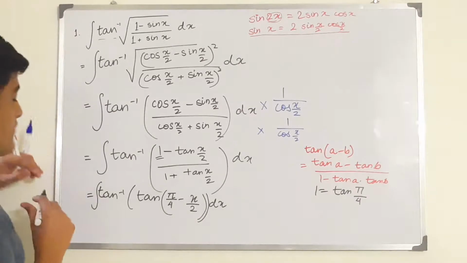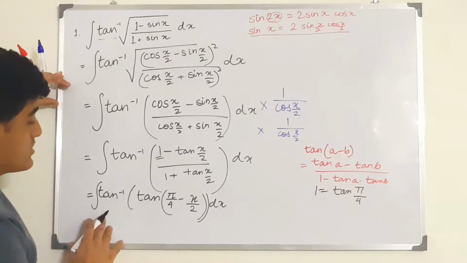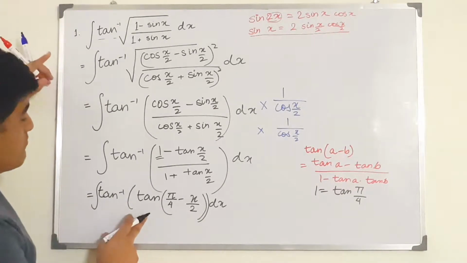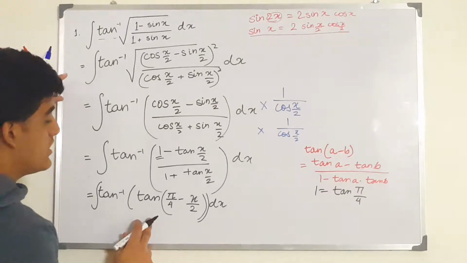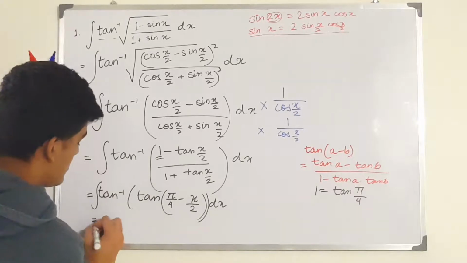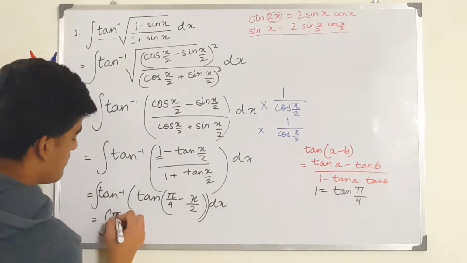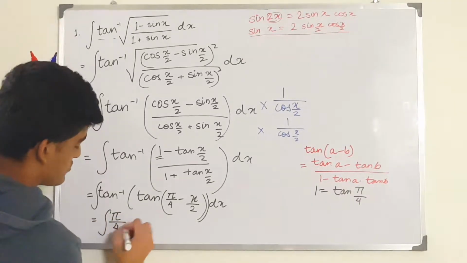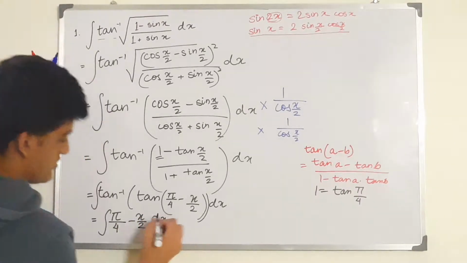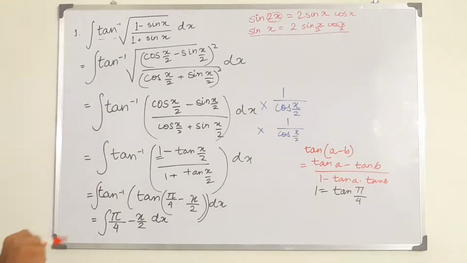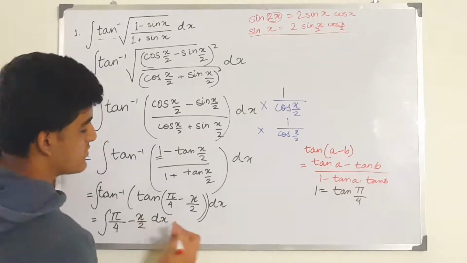This is what we have. Now since we have a tan inverse and a tan, both of them negate each other. And what we're left with is pi by 4 minus x by 2. And we're back to the first principle of integration.